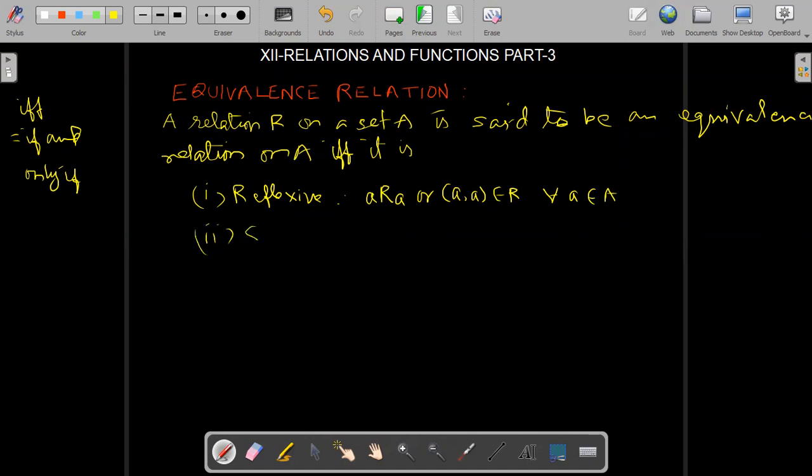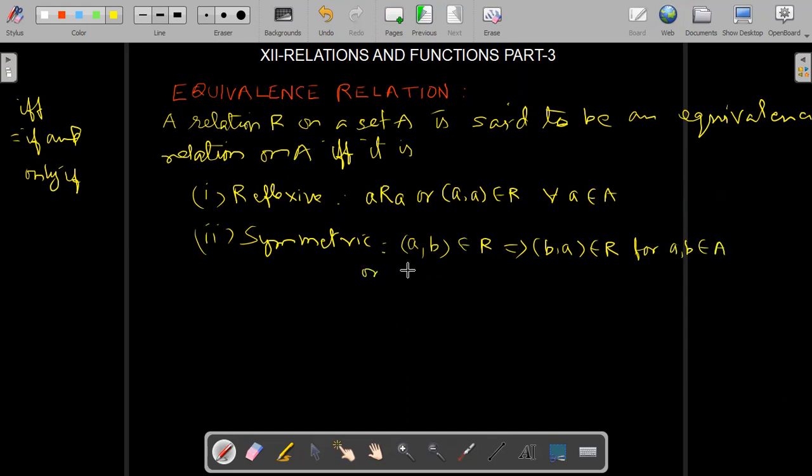And if it is symmetric, we have seen: if (a, b) belongs to R, implies that (b, a) also belongs to R, for a, b belongs to A.